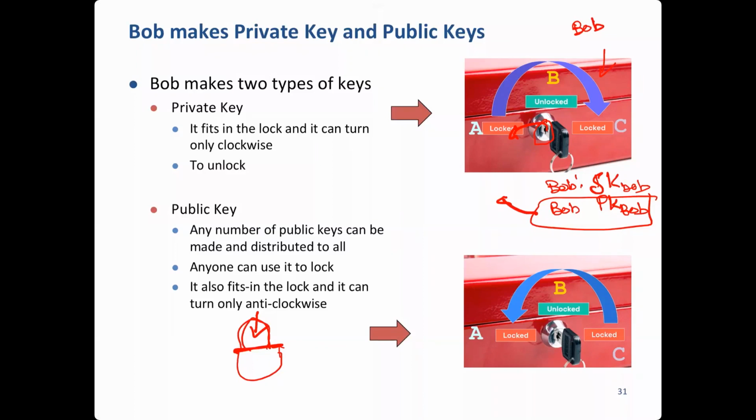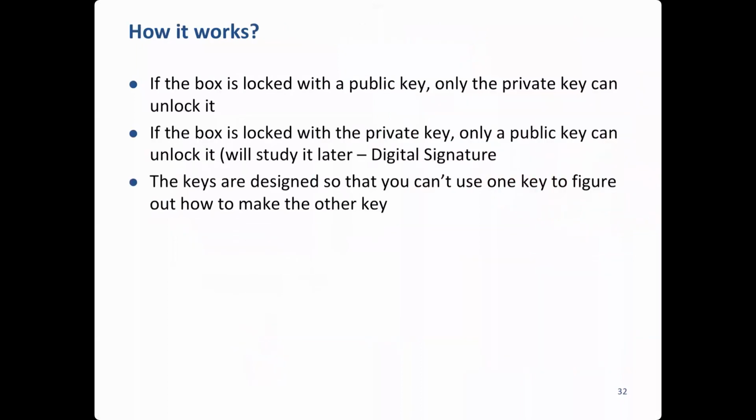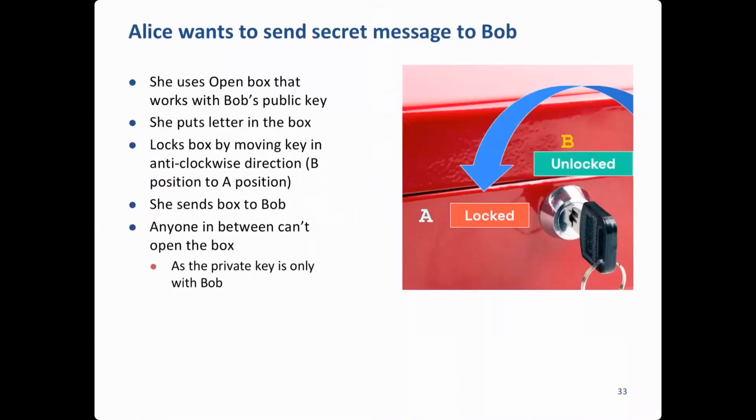So similarly here, we have just 2 keys, and Bob's public key is known to everyone. So everyone can lock it, but only Bob can unlock it. So this is an analogy. All right.